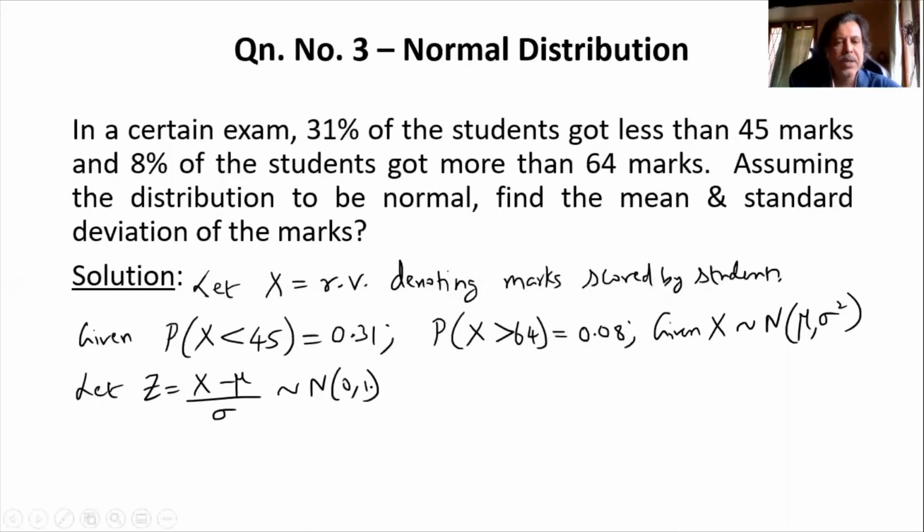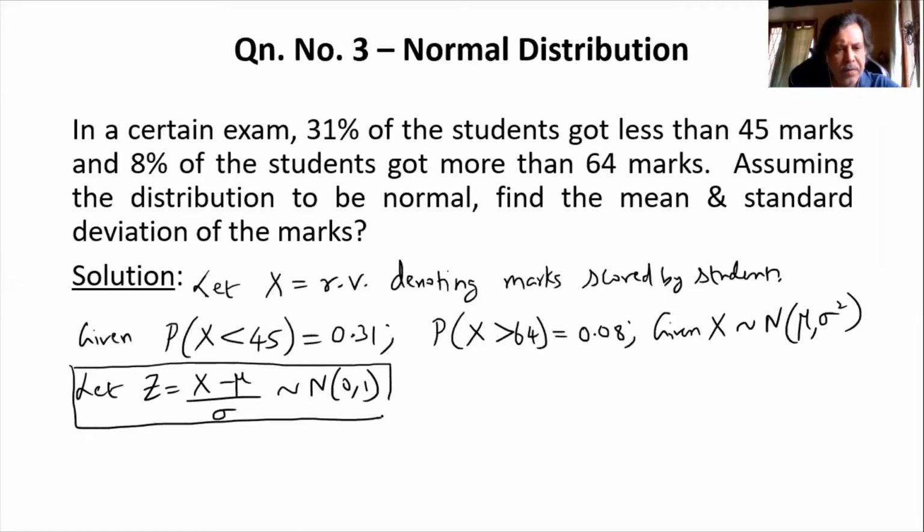Why do we do this every time? So that we are able to refer to the tables to find out either the probability or the value of Z. Knowing the probability, what is the value of Z? For any of that, we'll be using the tables. For that reason, we are doing this.